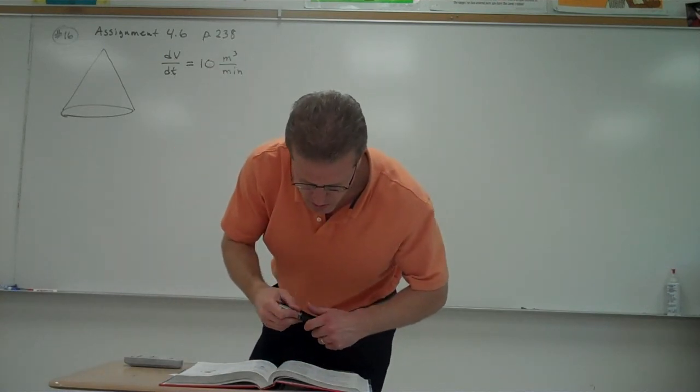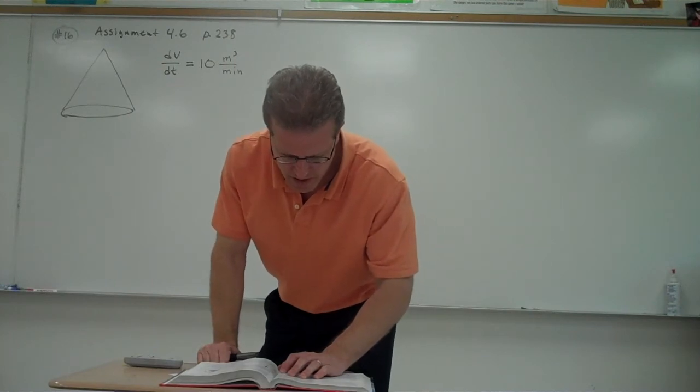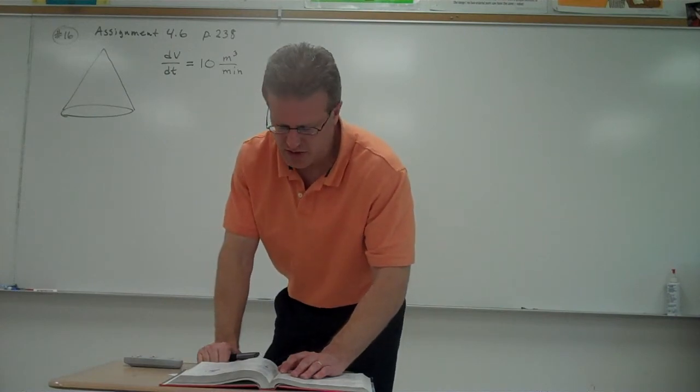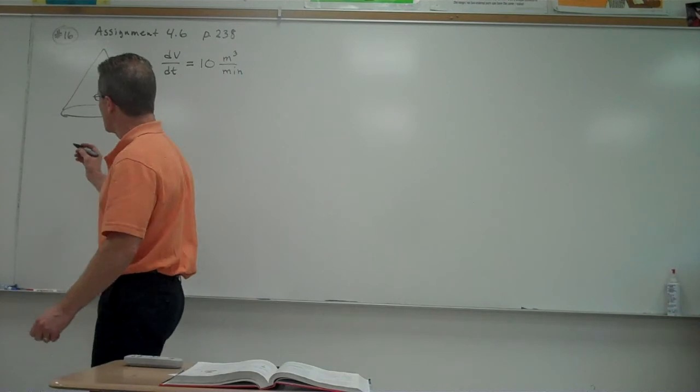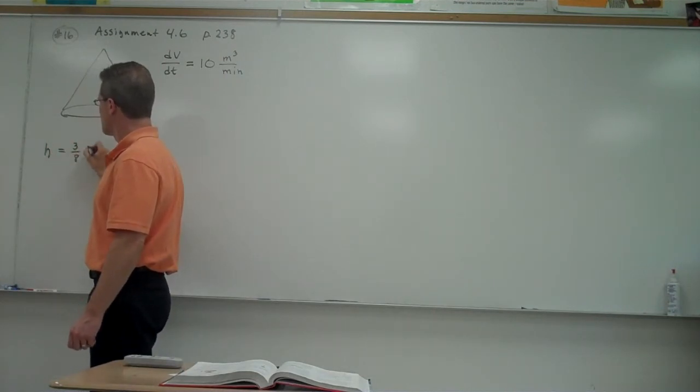All right, here's the rest of the problem. The height of the pile is always 3/8 of the base diameter. How fast are the A, height, and B, radius changing when the pile is 4 meters high? Give your answer in centimeters per minute. So the height is always 3/8 of the diameter. So I'm going to write that out. The height equals 3/8 of the diameter.